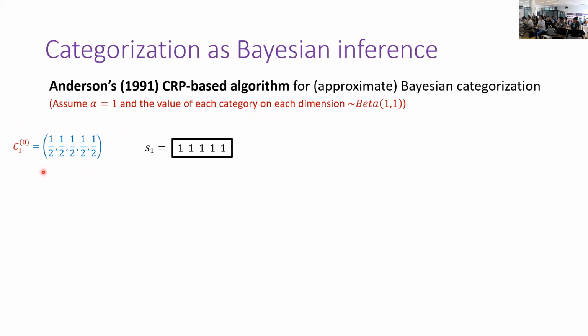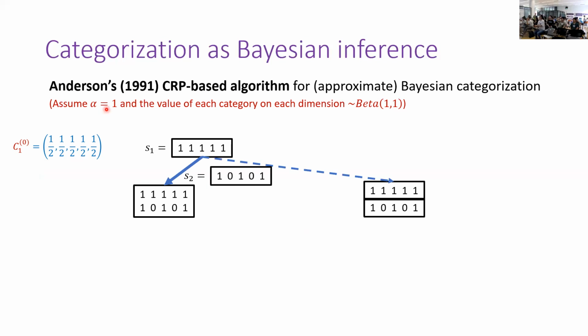We could compute a likelihood to observe this kind of stimulus, but I think we can just move on to the second stimulus, because the first stimulus will of course go into a category by itself. Then we see a second stimulus that looks like this. Then where should it go? There are two possibilities. One is to join the first stimulus. The second one is to create a new category by itself. So what would be the posterior probabilities for these two possibilities?